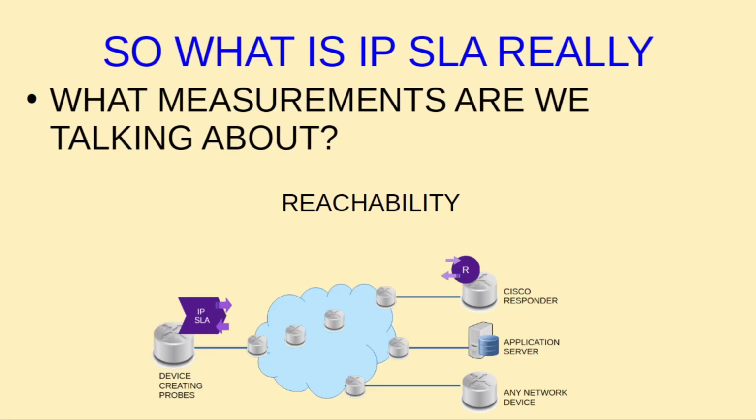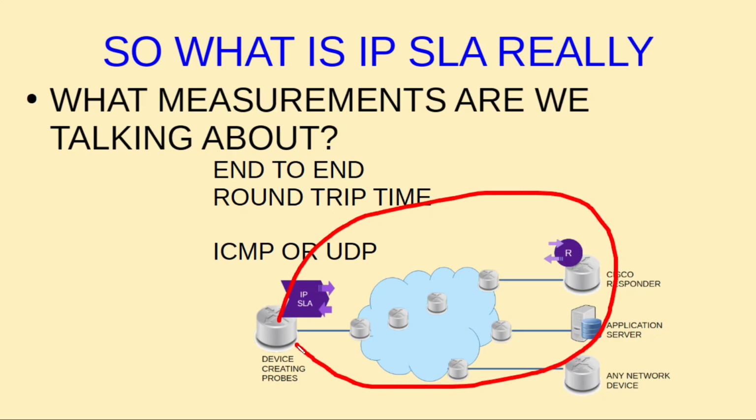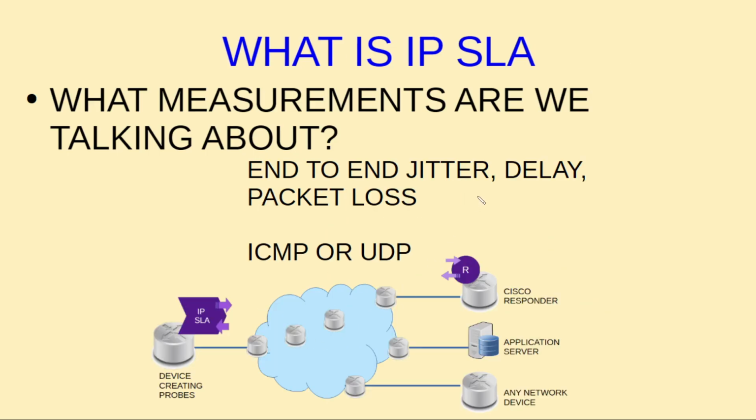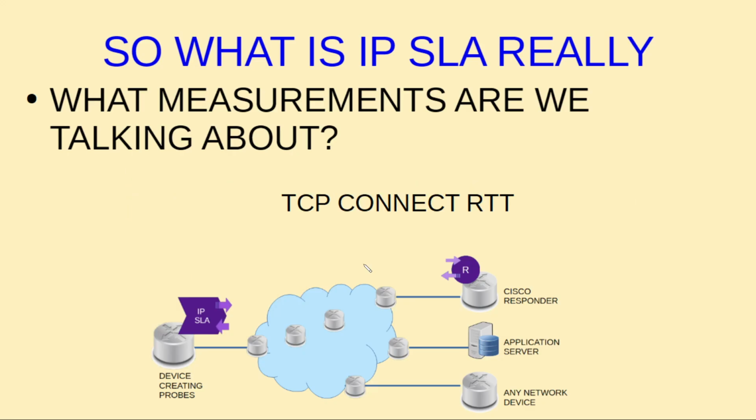So what are these statistics that we are going to gather? We can tell whether a remote device is reachable or not. We can tell what is the round trip time in order to maintain communication with a remote device. We can calculate jitter, delay, packet loss, out of sequence packets for a destination or per hop. This is useful for real-time applications such as voice over IP or video conferencing.